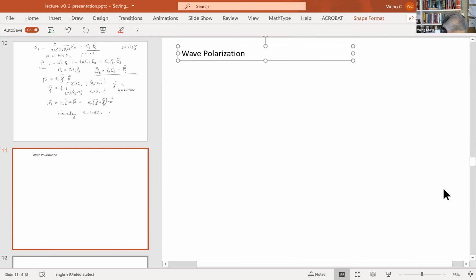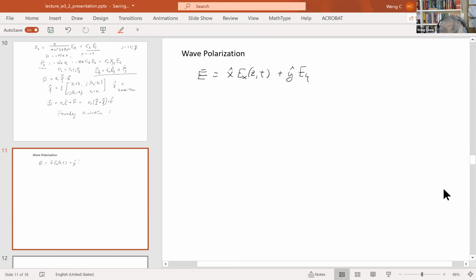Okay, so let's assume that the electric field is not simple like what we did before, but instead of one polarization, it has two polarizations. Previously we just studied one of them. But let's assume that we have both X and Y polarization. But the wave is still moving in the Z direction. And then there's the X polarization. And then there's Y polarization that comes out of the paper.